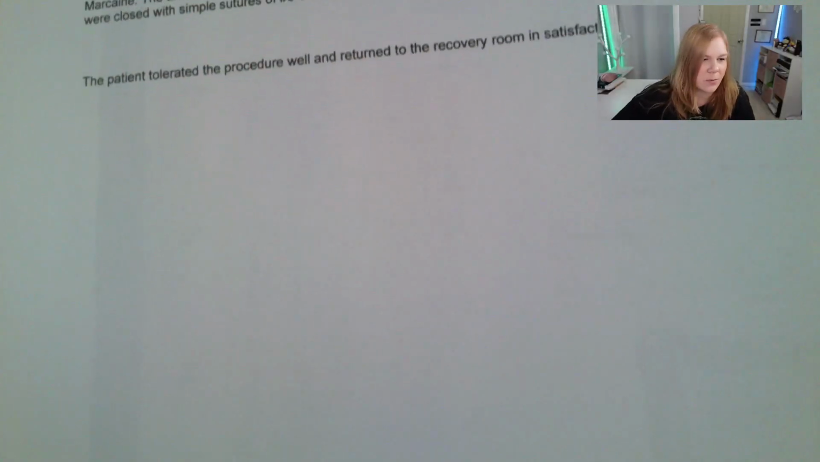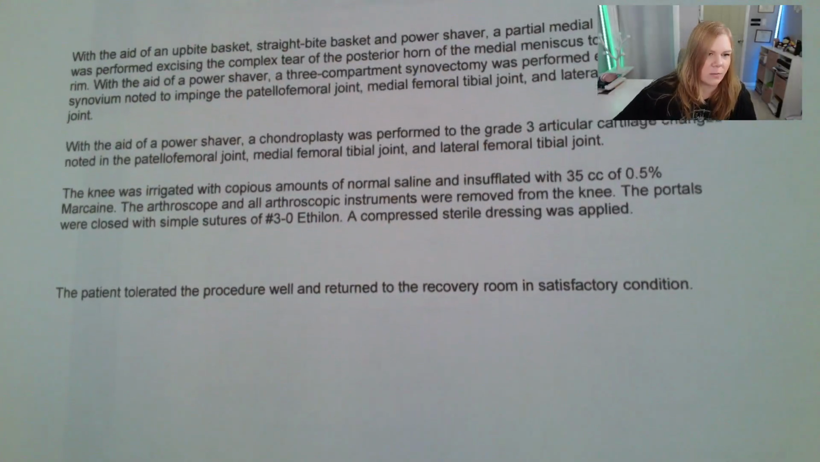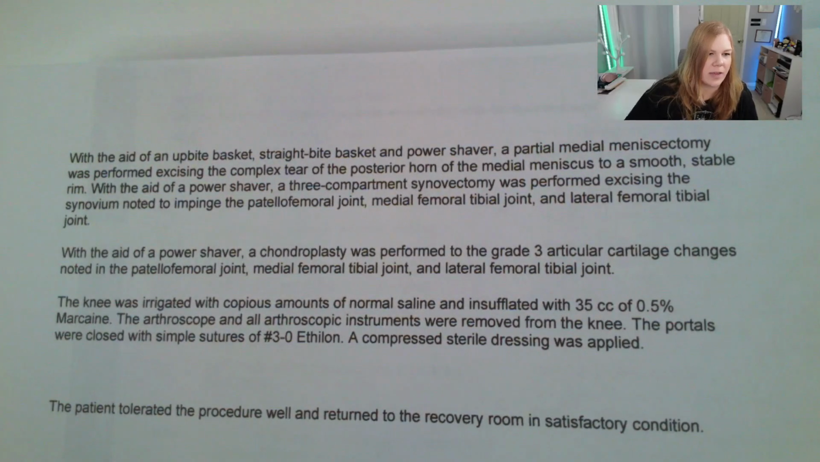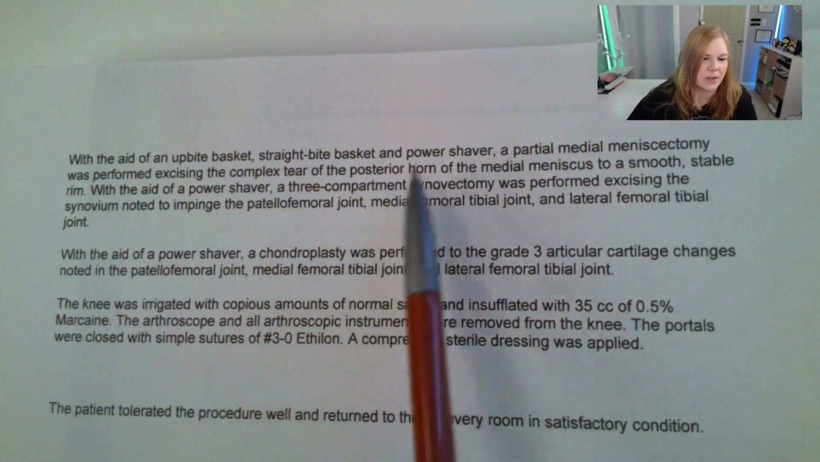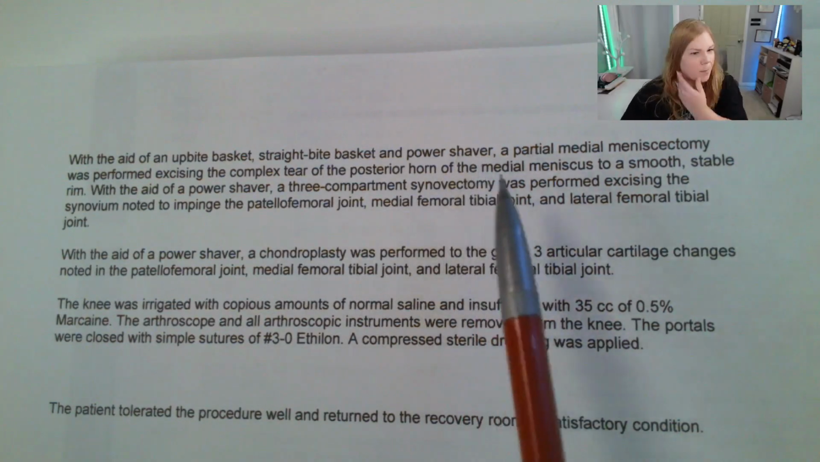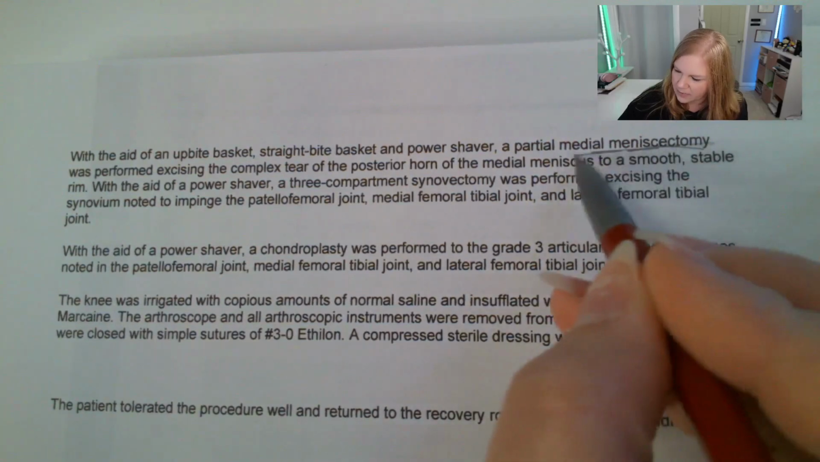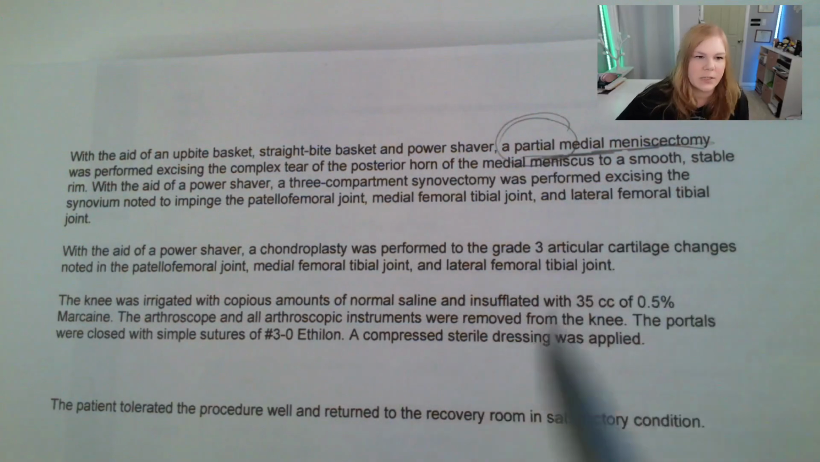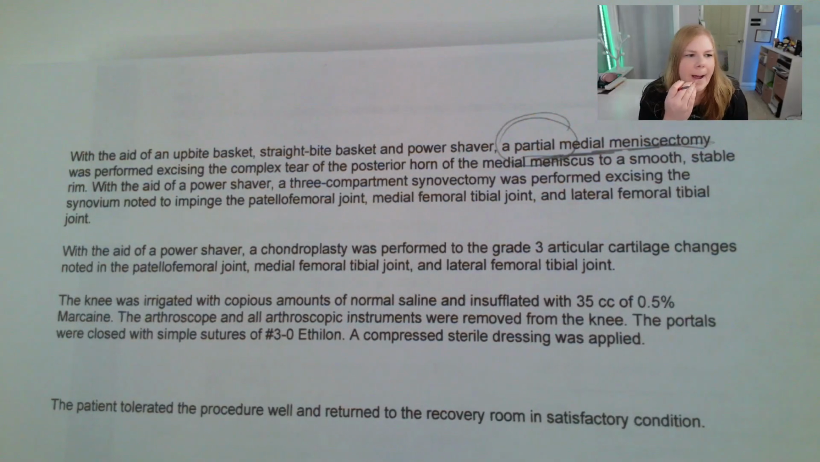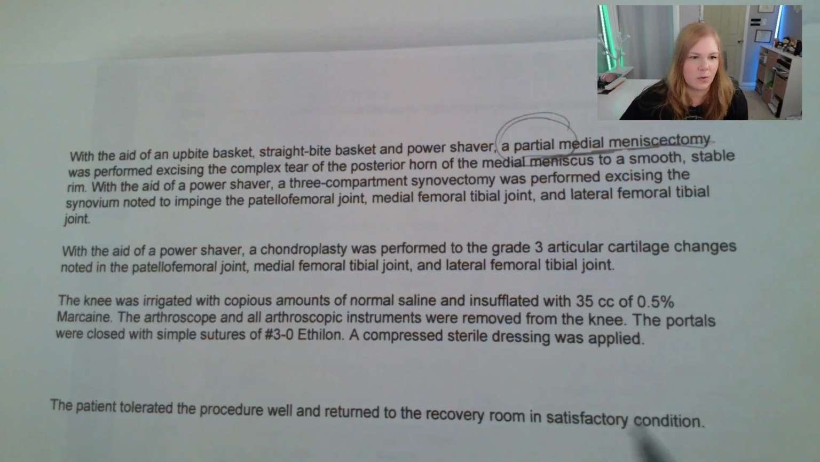Okay, but it looked like we had other procedures, right? So where are these? Where are we going here? With the aid of an up-bite basket, straight bite basket, and power shaver, here we go, now we go. A partial medial meniscectomy, so we're taking something out. We're taking out some of that meniscus. Partial meniscectomy. It was performed excising the complex tear of the posterior horn of the medial meniscus to a smooth, stable rim. With the aid of a power shaver, a 3-compartment synovectomy was performed.